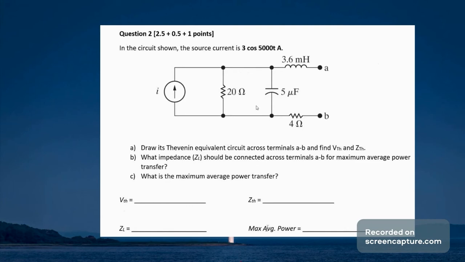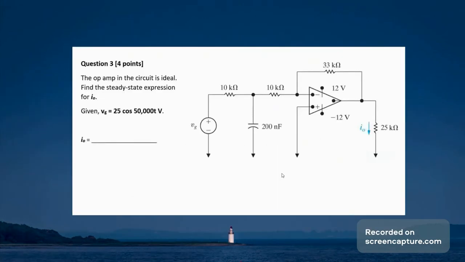So, still pretty easy. That's your maximum average power, and all the steps along the way gave you the impedance L and the impedance Thevenin and the voltage Thevenin. So moving on to problem 3.